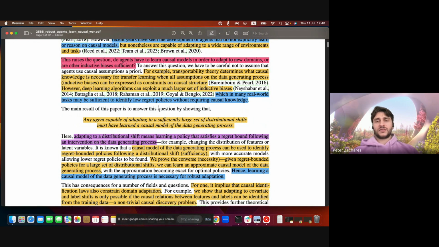Okay, so here's the main result of this paper, and we'll go into it in more detail later. But as an overall summary of what this paper is about: any agent capable of adapting to a sufficiently large set of distributional shifts must have learned a causal model of the data generating process.